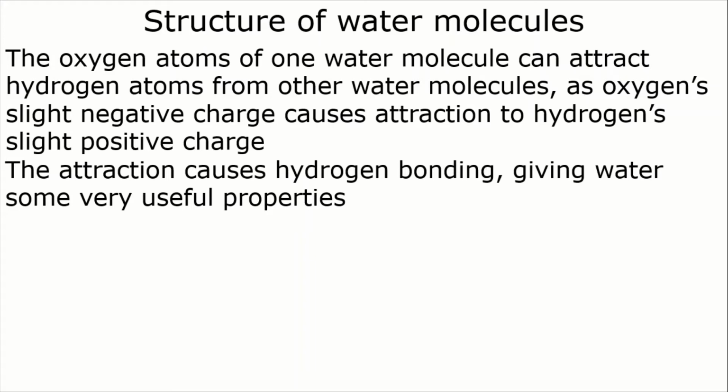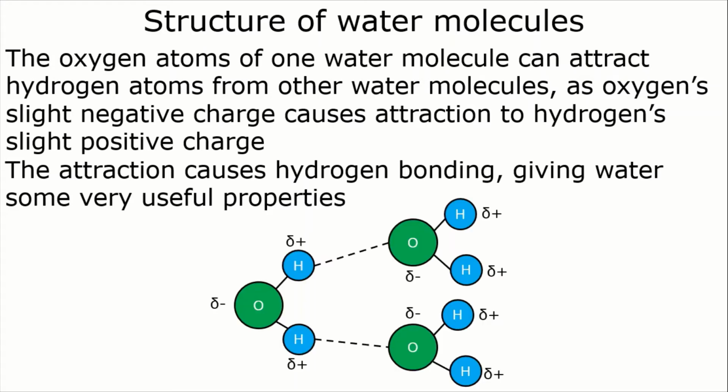So as you can see, in the diagram on the bottom of the screen, once again, oxygen is represented by green circles and hydrogen is represented by blue circles. And you can see I've drawn 3 water molecules here, and this is showing their hydrogen bonding. Now, I've got these funny little symbols by each atom, this delta symbol and either a plus or a minus.